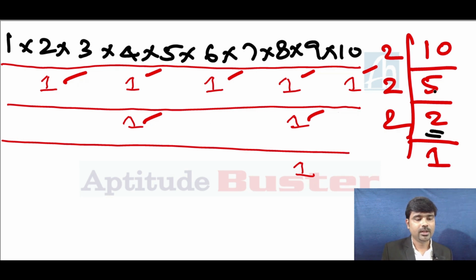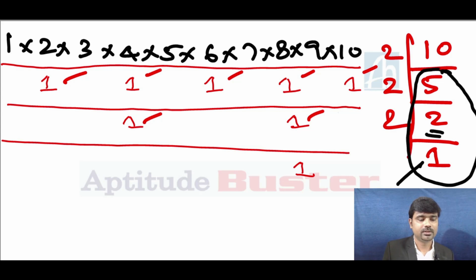1 is nothing but the last one. Just add these values, that gives 8. So the number of 2's in 10 factorial is 8.